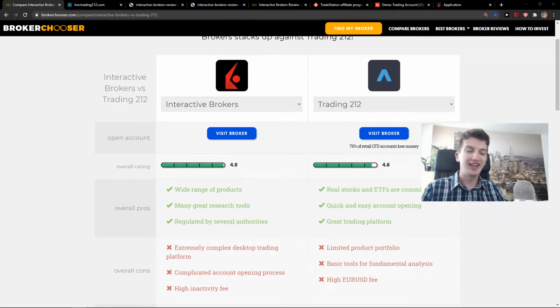Interactive Brokers is not free at all. You gotta pay the money to earn the money. On Trading212, you don't have to pay anything. This is a huge advantage for Trading212. Why? Because the stock and ETF trading is completely free.